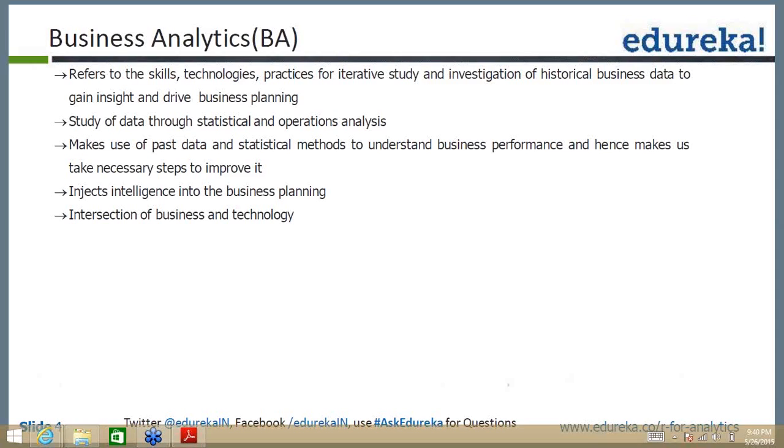I have a question right now from Mithun Raja. What is the difference between business intelligence and business analytics when it comes to decision making? In fact, I was just about to ask this question to this section of the audience. That's an excellent question, Mithun. Let me answer this.